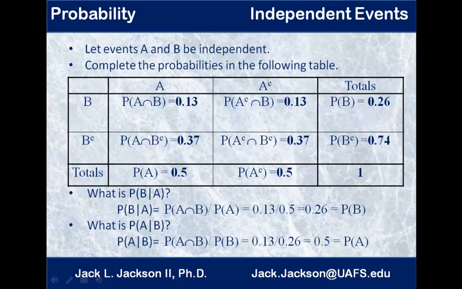So likewise, we want to do the probability of A given B. It should be the same as the probability of A. It should turn out to be 0.5. Let's just double check. Probability of A intersect B is 0.13. We're dividing by the probability of B, which was the 0.26. 0.13 divided by 0.26, sure enough, is 0.5.